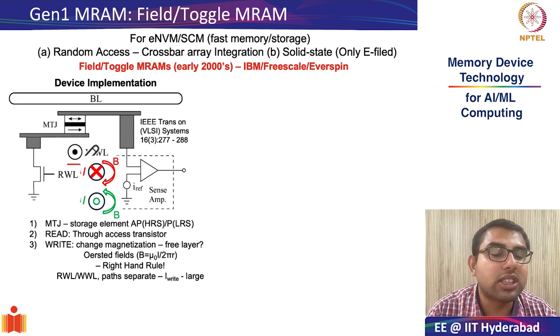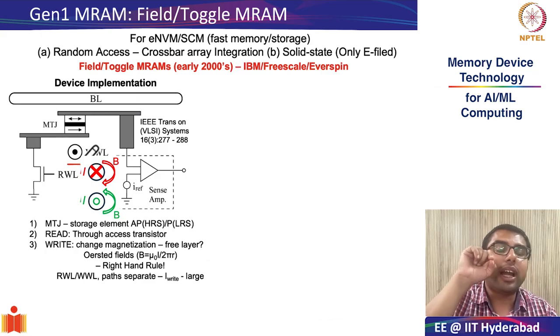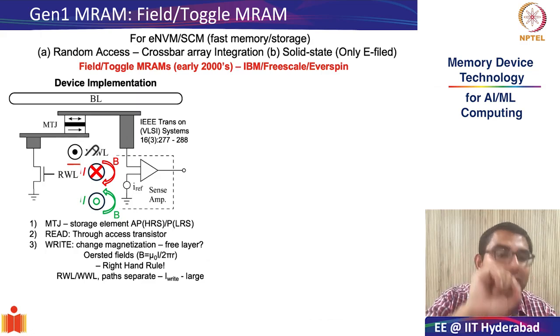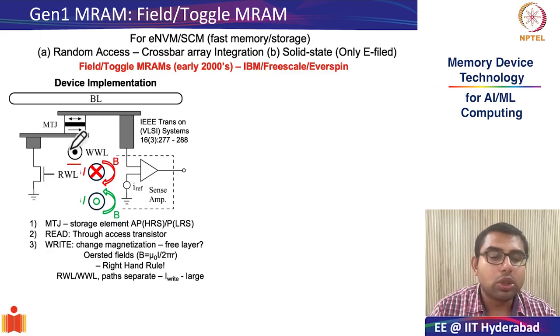As you can see from the schematic, this write word line is built such that it is going inside the plane of the paper or inside the plane of the slide. This is what this kind of schematic means. So how do you change the magnetization?